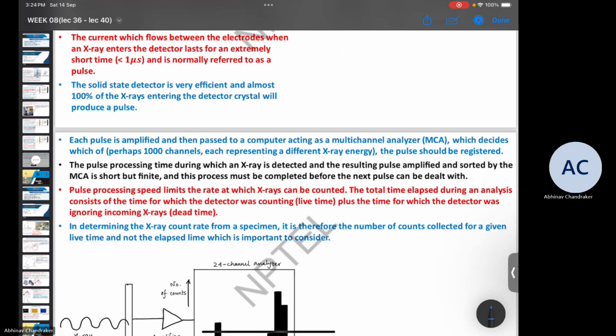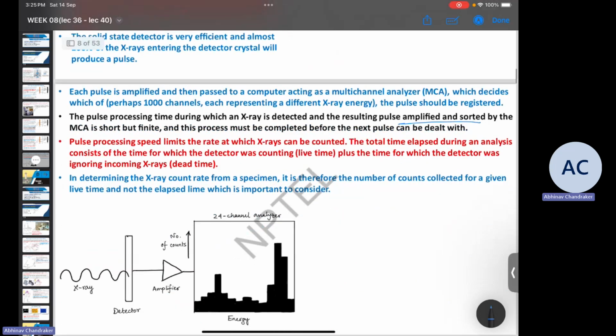So as I was saying, whenever an X-ray falls on the detector, there is an electronics-related process of generation of an electrical pulse that has to occur, and then once that pulse is generated, it is amplified and sorted. That is, it is measured, and after that the next signal from the X-ray can be taken. So there is a limit due to the processing speed of the detector.